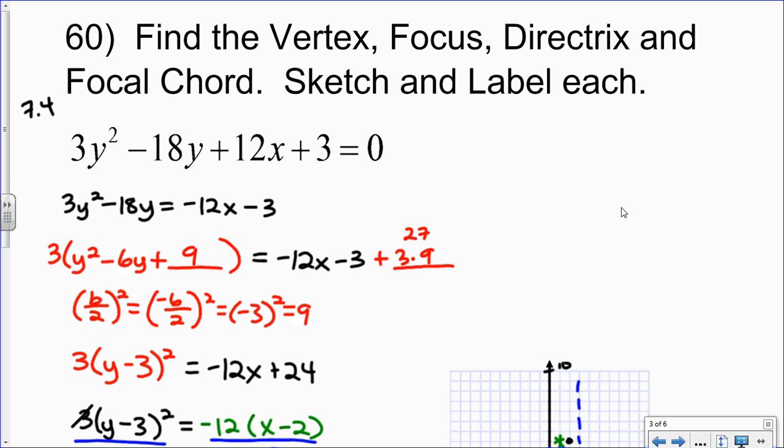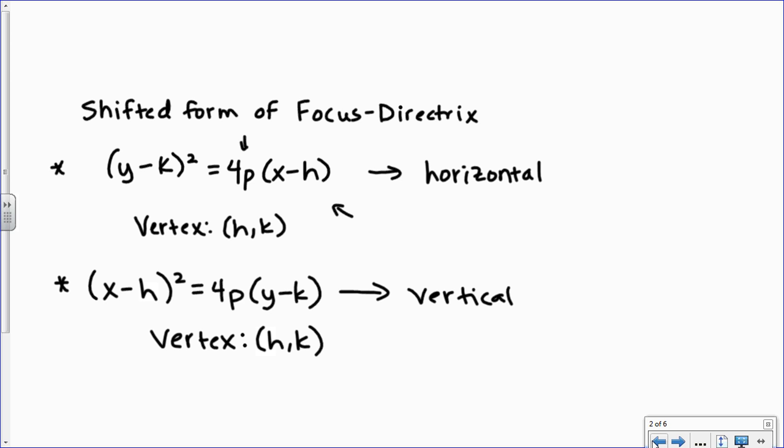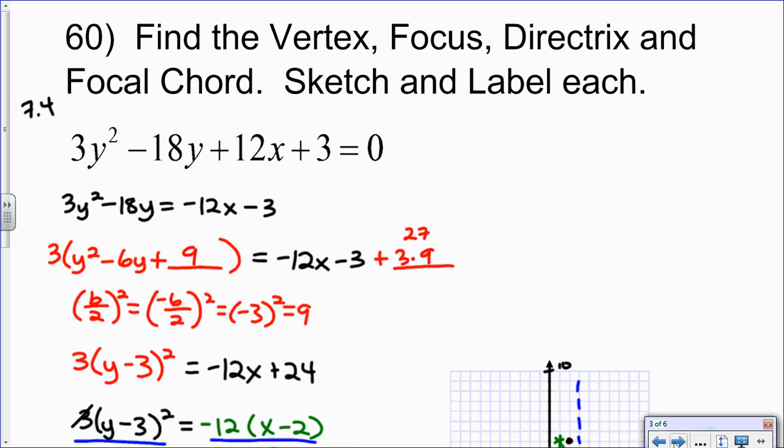Okay, so to find the focus and directrix, you need it in focus-directrix form. So that means you need either the x squared or the y squared by itself. So since it's y squared, I want that part by itself. It's going to look like the shifted form here, because there are other terms, like there's this other y term, and you have this extra 3 here. So we are going to have parentheses. It's going to be shifted.